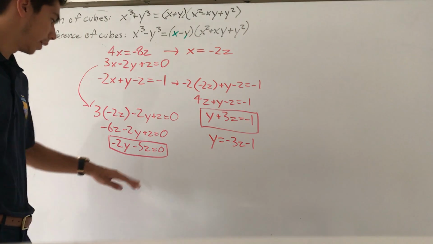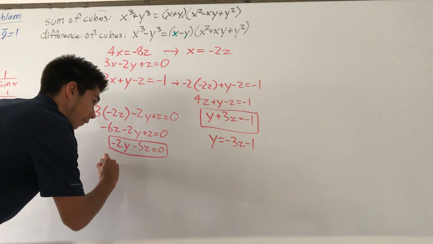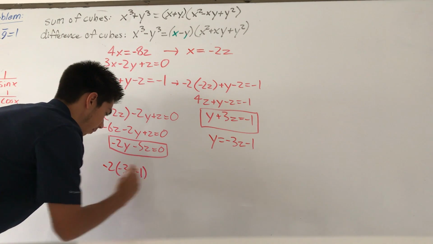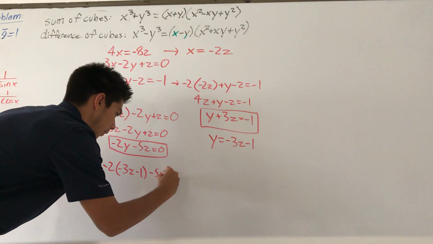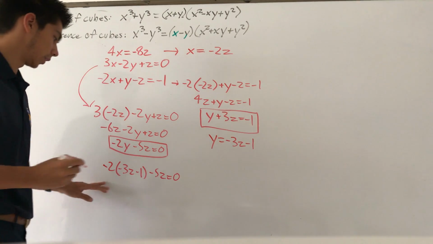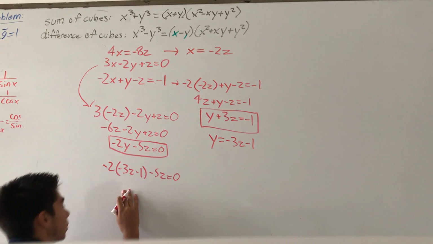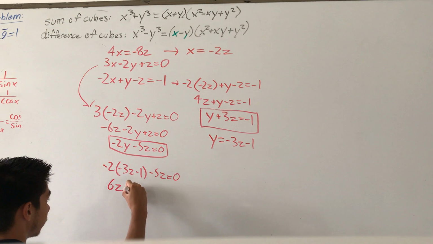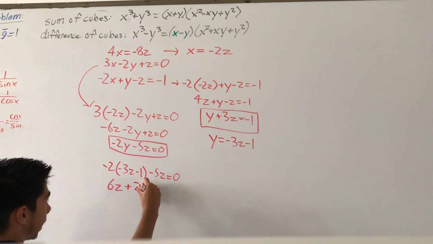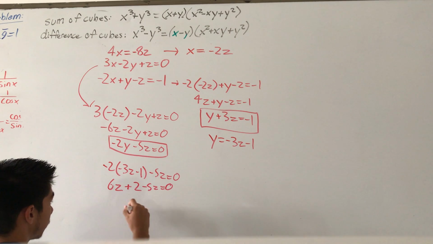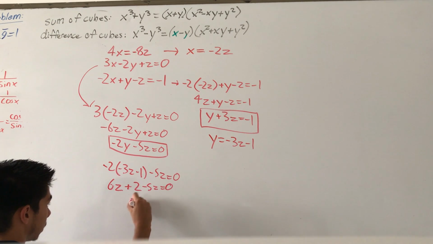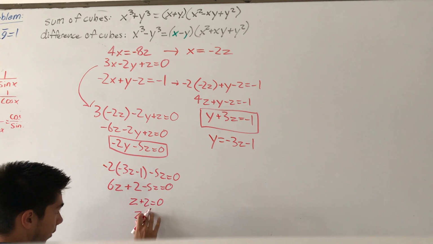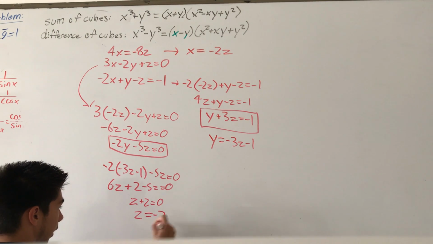So now I've solved for y, and I'm going to plug it into this equation. So I get negative 2, and I have a negative 3z minus 1, so be careful with all these negatives here, minus 5z equals 0. So I'm going to use the distributive property. Negative 2 times negative 3z is going to be a positive 6z. Negative 2 times negative 1 is going to be a positive 2. And then I'm subtracting 5z, this equals 0. So 6z minus a 5z is just a z, which is really nice for us, plus 2 equals 0. If we get z by itself by subtracting the 2 over, we get z equals negative 2.